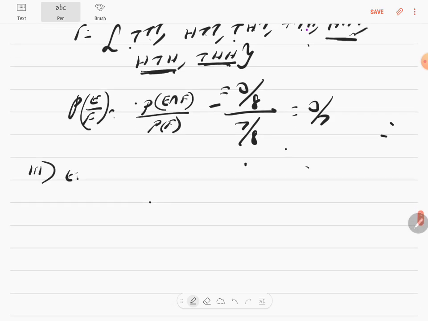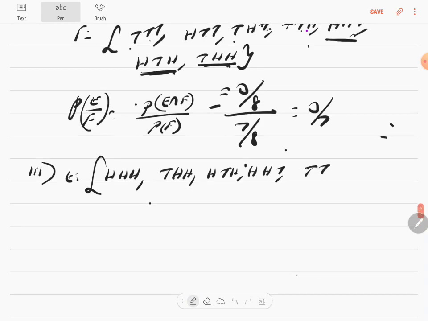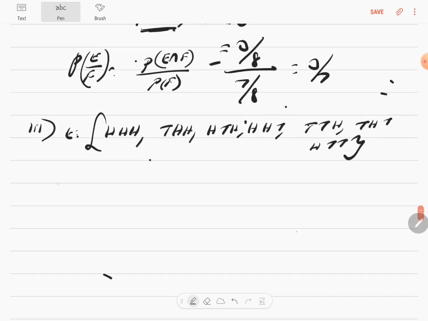E is equal to at most 2 tails. At most. I told you, at most means 0 tail. 0 tail, so it's HHH. Then 1 tail or 2 tails: THH and juggle it, HTH, and HHT. And also 2 tails: TTH and juggle it, THT and TTH, which I've written already. Okay, HTT. That's it. That's E. Let's go for F.